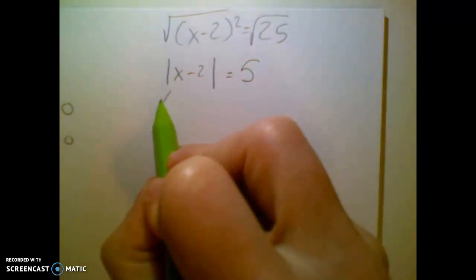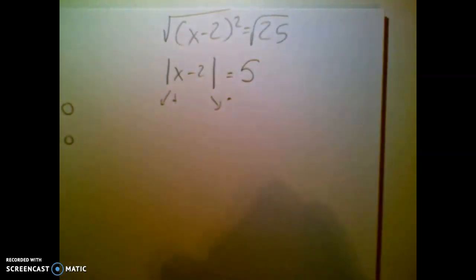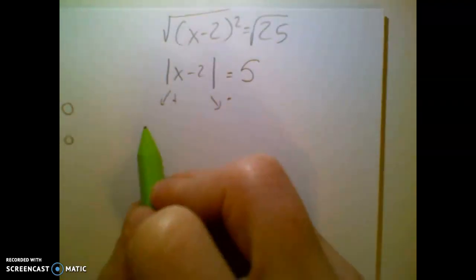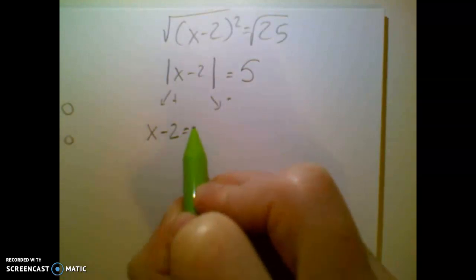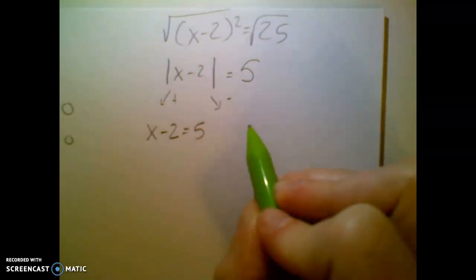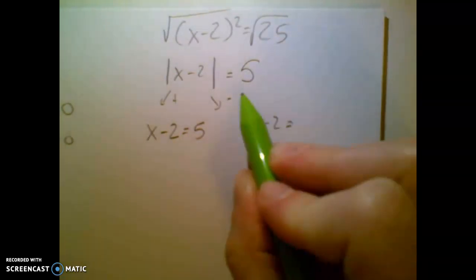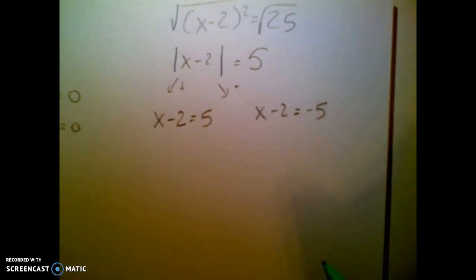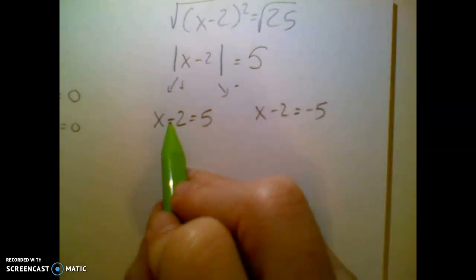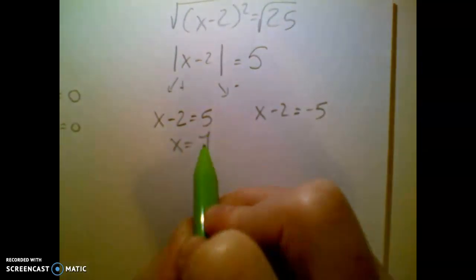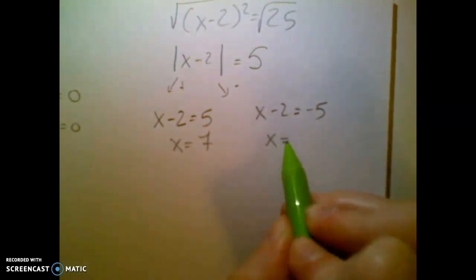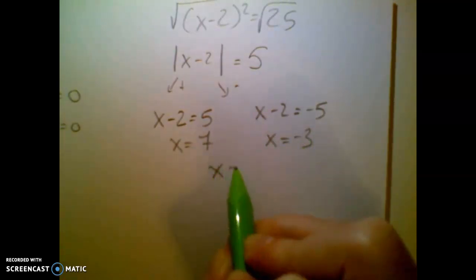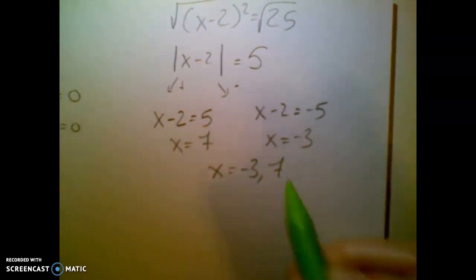Now the positive negative route does make a difference. Positive route, remember, copy exactly as is. Negative route, copy exactly as is, but negate your answer. So positive 5 becomes a negative 5. And then you're just going to solve each of these. So add 2, x equals 7. Add 2, x equals negative 3. So therefore, x equals negative 3 and 7.